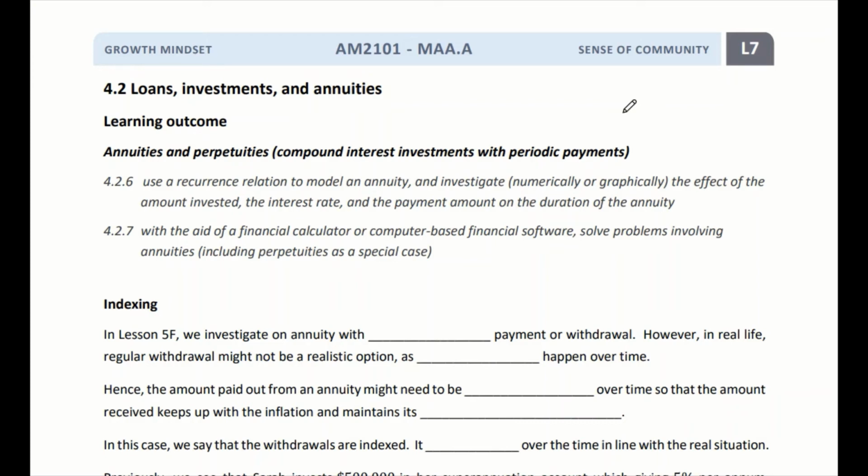Hello everyone, welcome to the 7th lesson for topic 4.2 loans, investment and annuities. So this is the last lesson for this topic already.